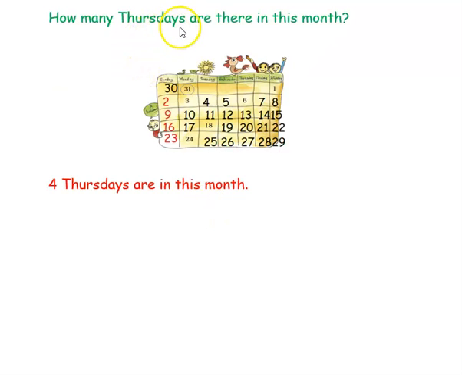Next question, how many Thursdays are there in this month? So now you have to move to Thursday. Here it is Sunday, Monday, Tuesday, Wednesday, Thursday. Now let us count how many. 1, 2, 3, 4. So there are 4 Thursdays in this month.